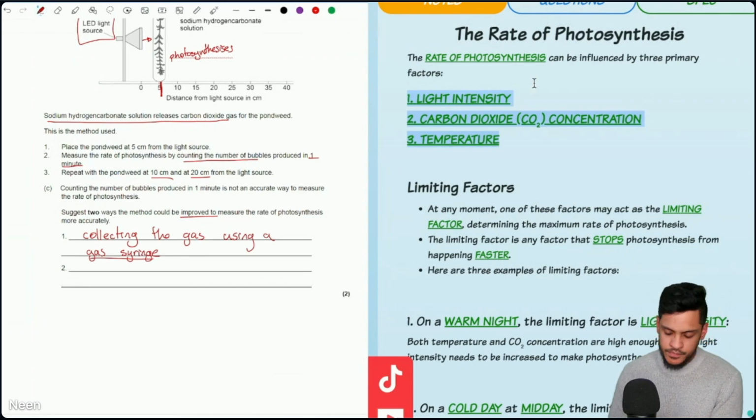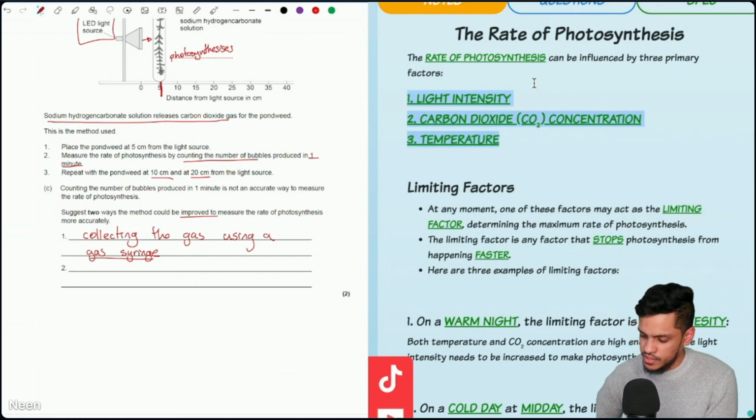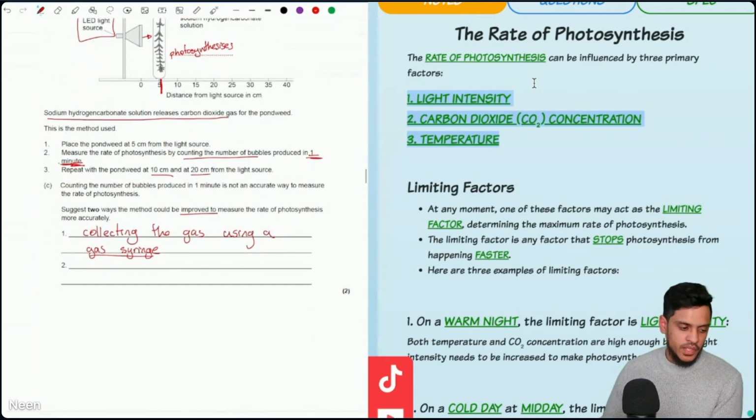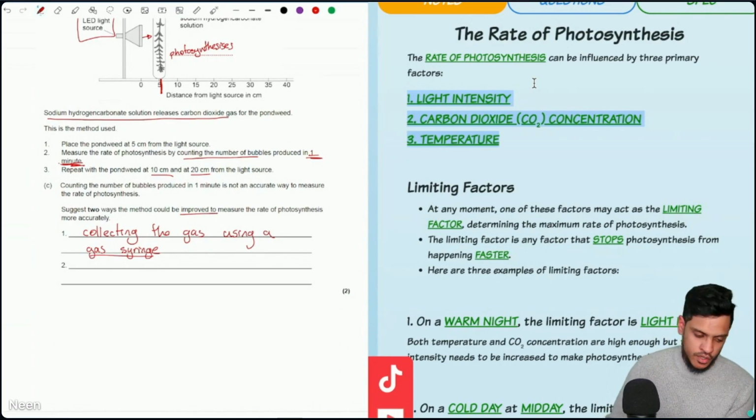Anything else you can say? Another thing. So in questions like this, guys, you should try and read the question. They try to give you clues in the question, especially when they've got loads of writing here. They've said here, they've measured for 1 minute. That's probably not long enough. To make it more accurate, you can measure the volume of gas for longer. So increase the time. That's enough to get the second mark.